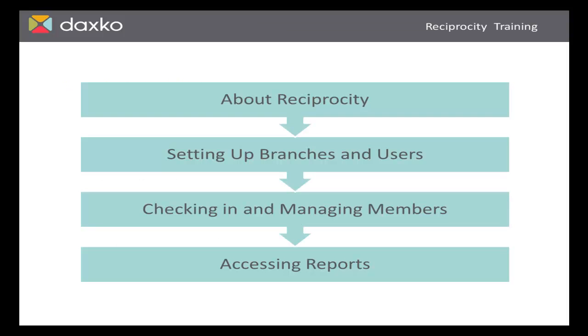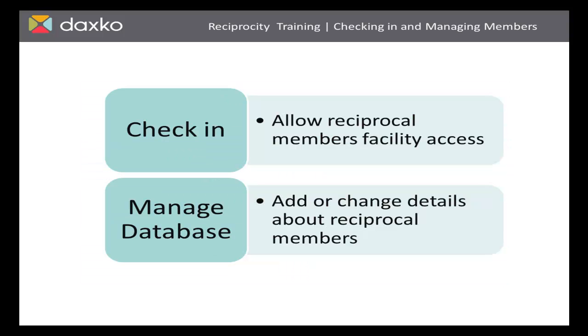Now that we've shown the system administrator how to set up branches and users, let's talk about checking in members and managing members' details. Here are some basic terms that you need to know. To check someone in is to allow a member facility access. We'll use the check-in function to grant our reciprocal members access. Manage Database is an area where we can add or change details about a reciprocal member, like their status or their name.